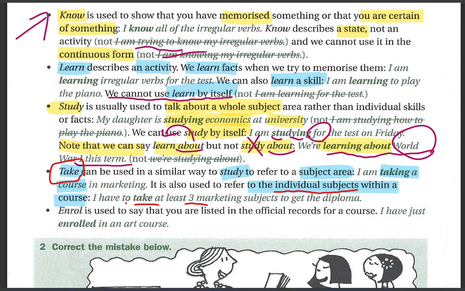And look at the last verb, enroll. Enroll is used to say that you are listed in the official records for a course. When you enroll for something, you are making sure that you are going to study that. You write your name, IDs, and you want to study that. Look at the example. I've just enrolled in an art course. I registered. I enrolled. Great.